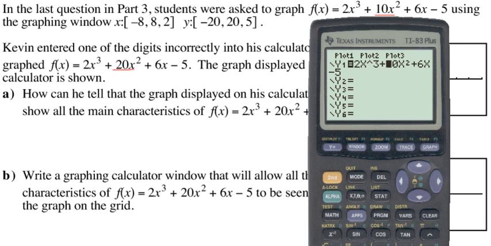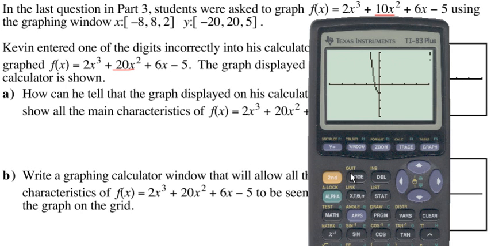Instead of 10, that is now 20. He hits graph, and this happens. How can you tell that you're missing something if you graph a cubic and get this? Well, the primary tip is that a cubic normally does not have 2 x-intercepts. Well, it can, but you would normally expect it to go up and then back down and just have a point of tangency on the x-axis. So that looks suspicious.